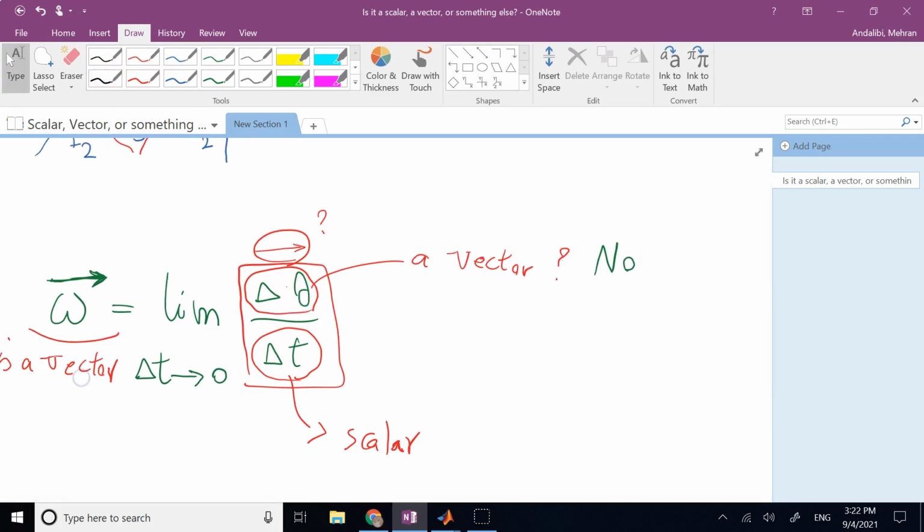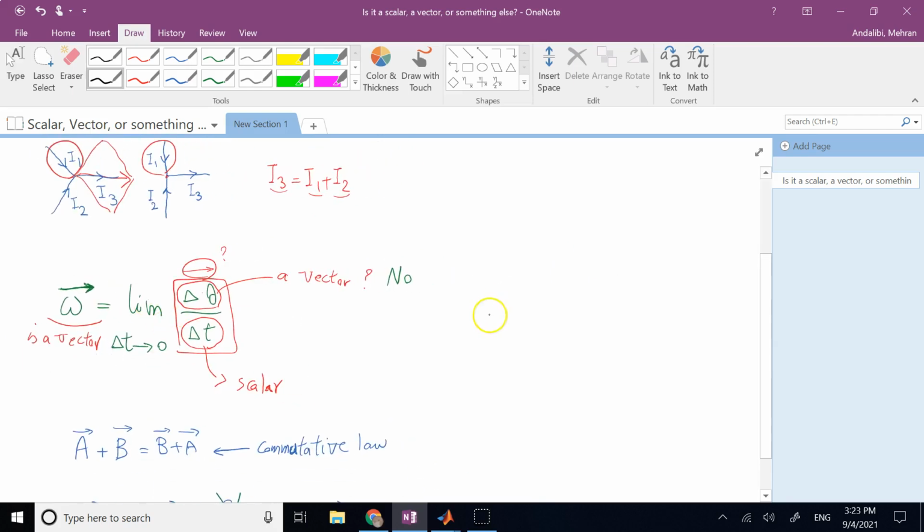Well, the matter of fact is that's a limit. What you really need to look at is omega itself is d theta over what? dt, if you want to write it as a simple division without any limits. Now, dt is definitely, again, what? This is a scalar. Omega is a vector. Now, the question is, what about dt? Is this guy a vector or a scalar?